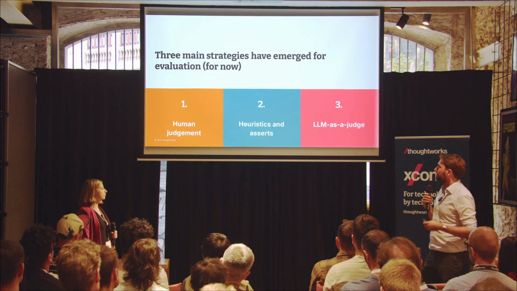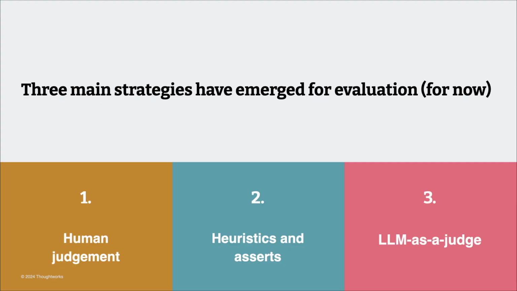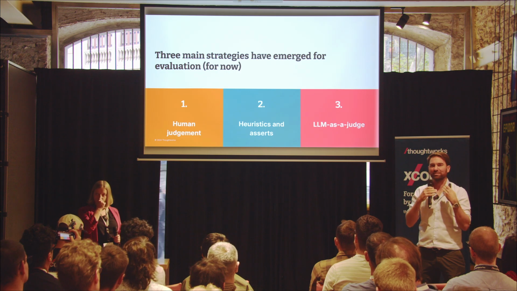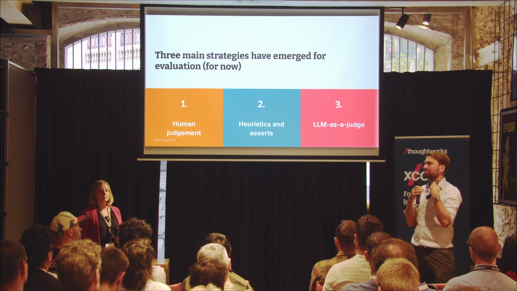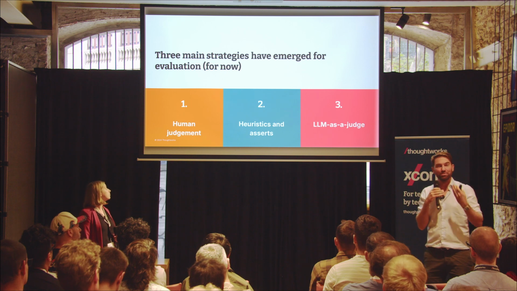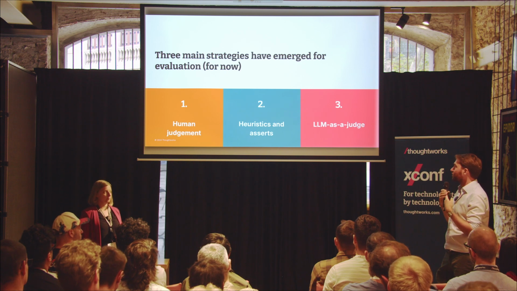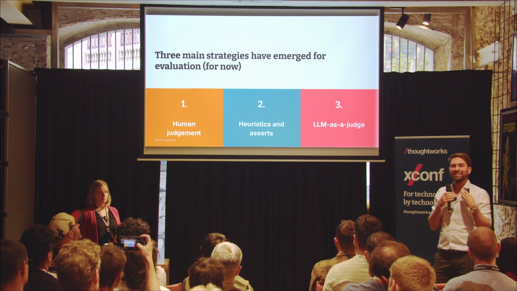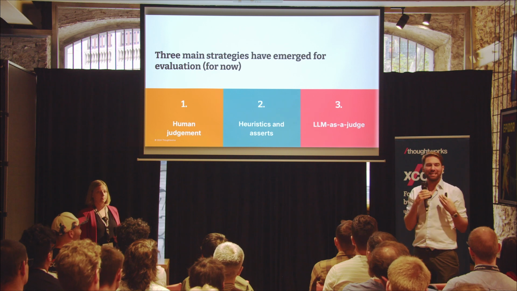But if you read all the blogs and all the Twitter and keep up with what everybody's doing, these are the three main strategies that have emerged over the last two years for at least trying to understand, as best as we can, whether the quality of our system, of the responses, of the conversations is improving over time or getting worse. The first one, very important, is just human judgment. Just have people look at the outputs.